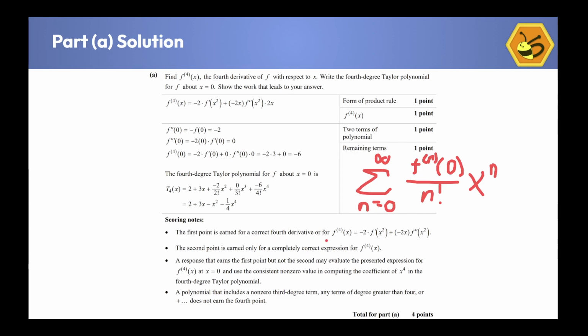Some scoring notes. The first point is earned for a correct fourth derivative, or for a correct form. The second point is earned only for a completely correct expression. A response that earns the first point but not the second may evaluate the expression at zero and use a consistent non-zero value.